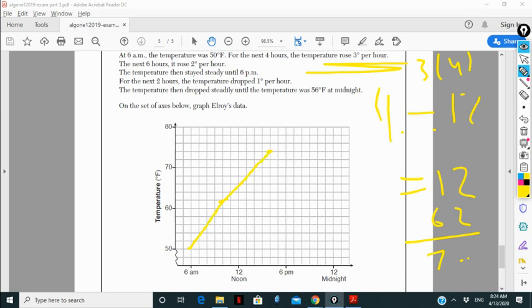Then the temperature stayed steady till 6 p.m. After, for the next 2 hours, it dropped 1 degree per hour. So for the 2 hours, it's going to drop down to 72. After that, it dropped down to 56 by midnight, which is 12. So here, it was a cell shape. I did the graph. Okay.